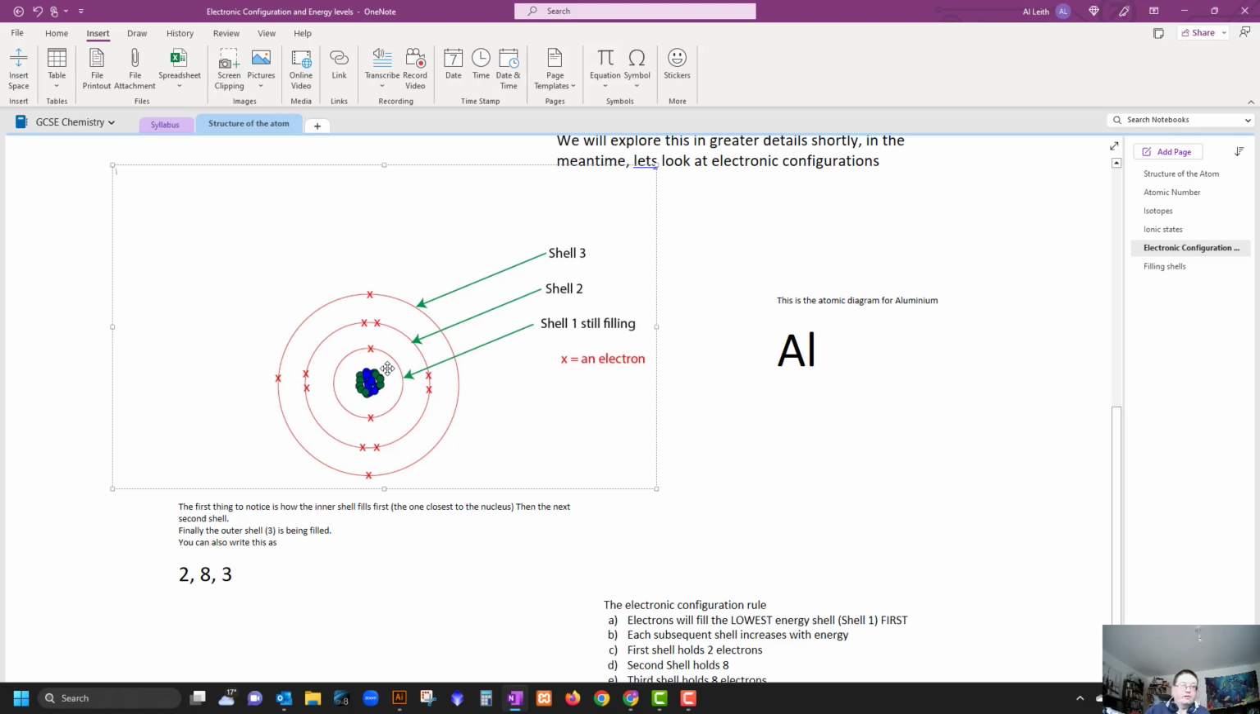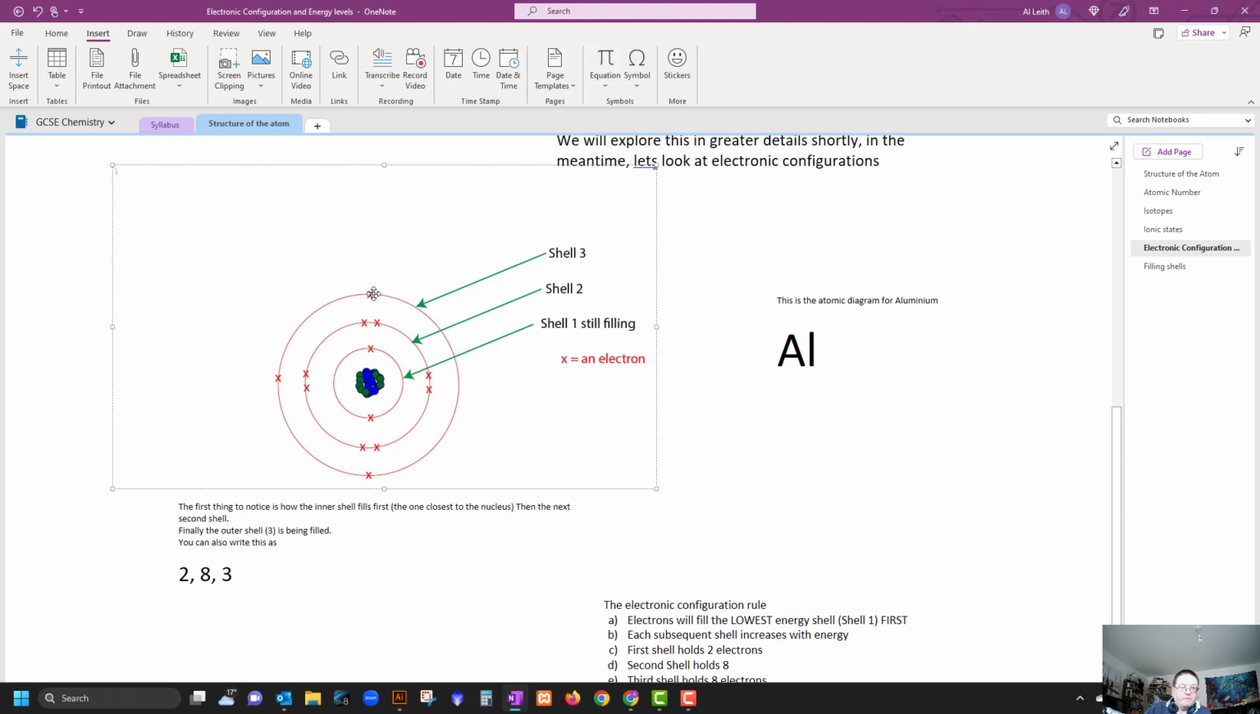So now we have to move out to another shell. This is shell number two. Electrons will then start populating that shell, and it can take a maximum of 8. So you'd start off with 1, 2, 3, 4. Then you begin pairing them up until you've got the maximum of 8 electrons in that shell. And then you go on to shell number 3, which is higher energy still.